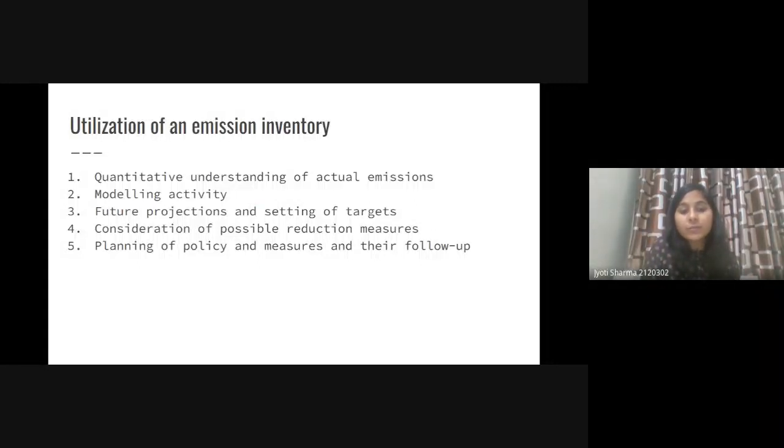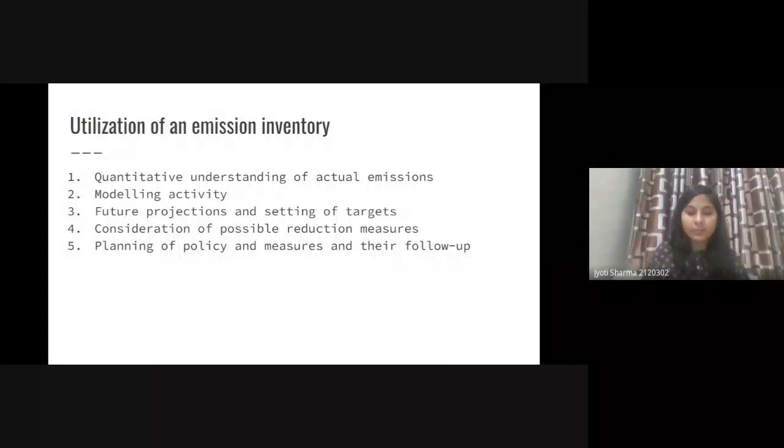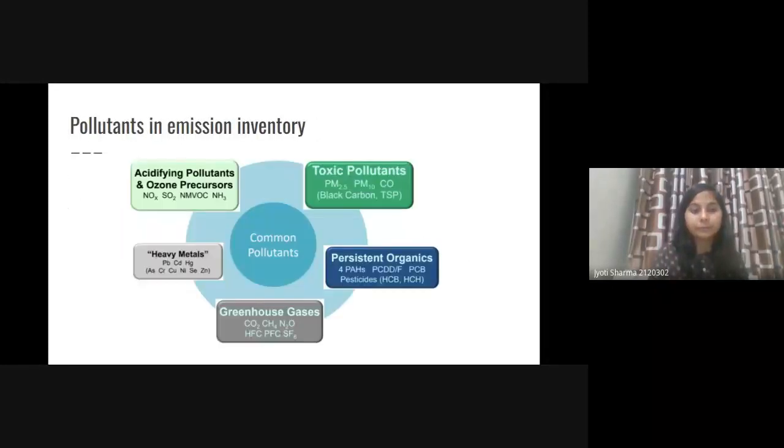Then the consideration of possible reduction measures, as in every point. After all, we want to reduce this pollutant from our atmosphere. Then yes, the possible reduction measures will be taken up only whenever we have the emission inventory. Then the planning of policy and measures and their follow-up. So this is just the same as the fourth point. So this is the utilization of an emission inventory.